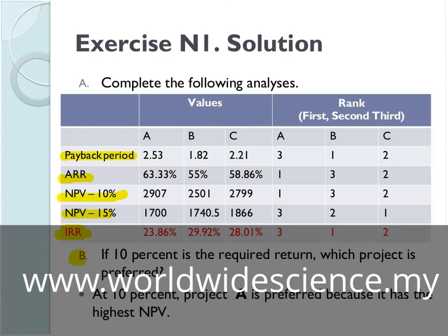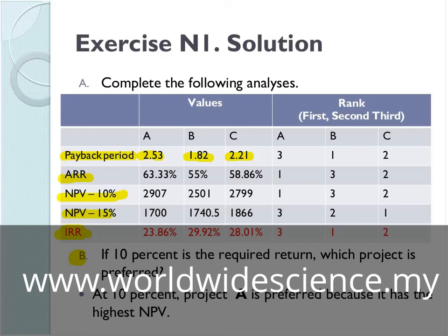I've got the value for the payback period for project A, which is 2.53. That means we need 2.53 years to get our money back, right? For project B, we need 1.82 years, around 2 years, to get our investment back. And for project C, it is 2.21 years, sorry.